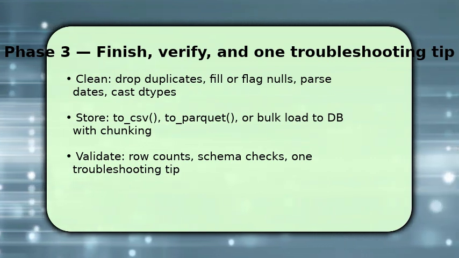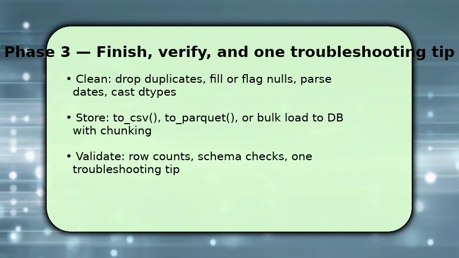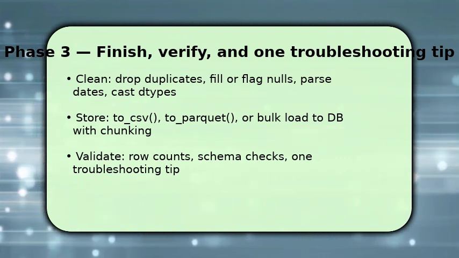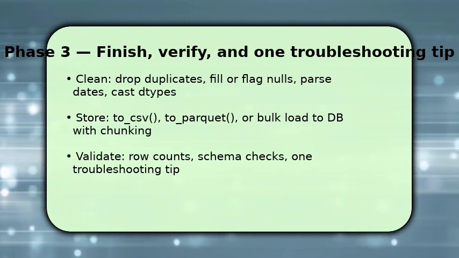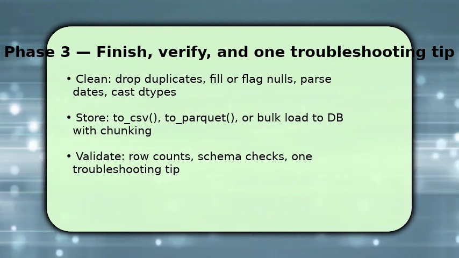Make sure to run quick validations, row counts, and sample queries. If something breaks, check the HTTP status, sample raw responses, and rerun the failing page. Intermittent API.